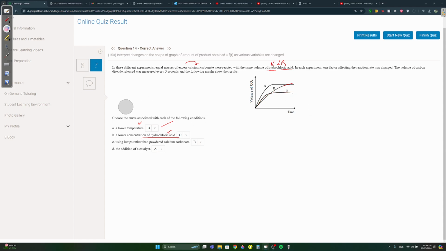Using lumps rather than powdered. Okay, now we started with powdered. Lumps are bigger pieces. So instead of having powder, which has a huge surface area, now we change into lumps. Lumps are bigger pieces, meaning they have less surface area. That means the rate will decrease, so it will be less steep. So it will be B. The addition of the catalyst speeds up the reaction, right? So it will be curve A. Curve A for the catalyst.